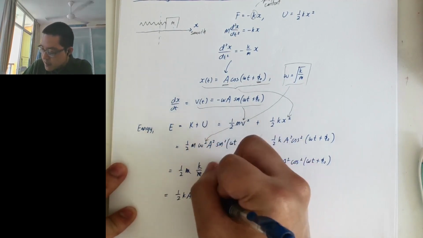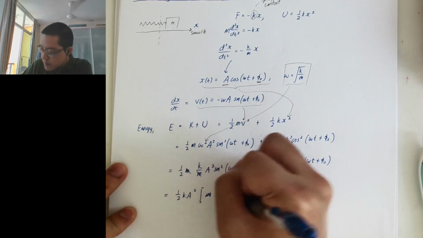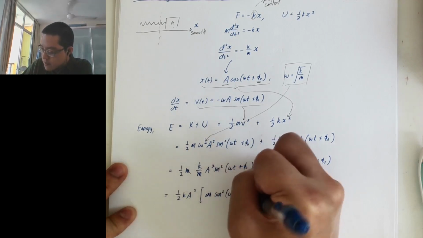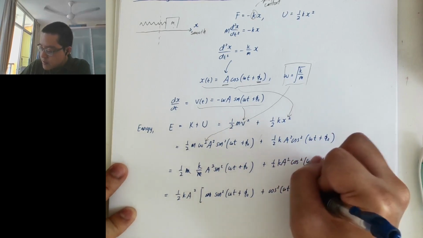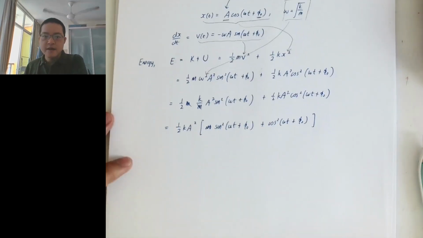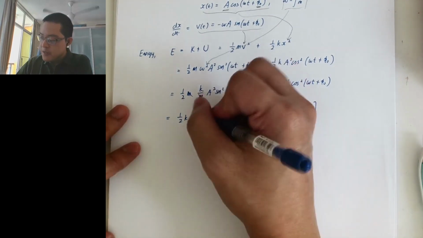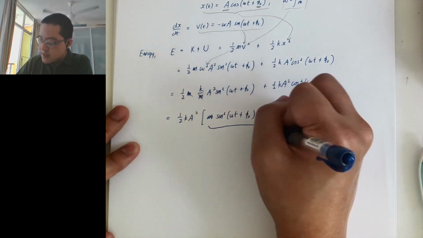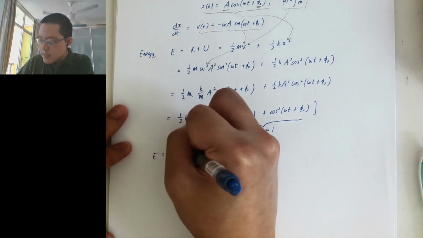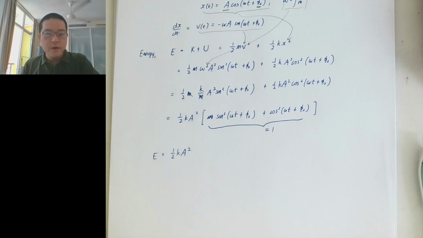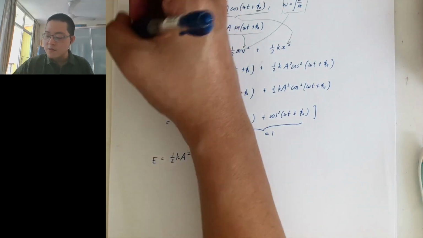So what's left inside is sine squared (omega t plus phi 0) plus cos squared (omega t plus phi 0). I suppose everyone knows by now, sine squared plus cosine squared is just equal to 1. Therefore, the energy of my harmonic oscillator is half ka squared. Yes, half ka squared is the energy. So it's the total energy, the energy of the system.